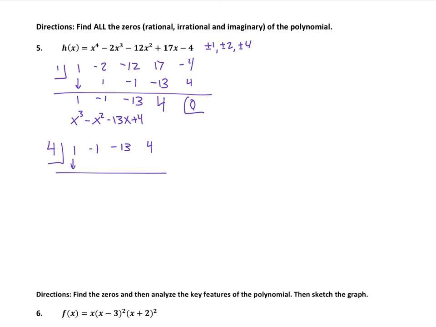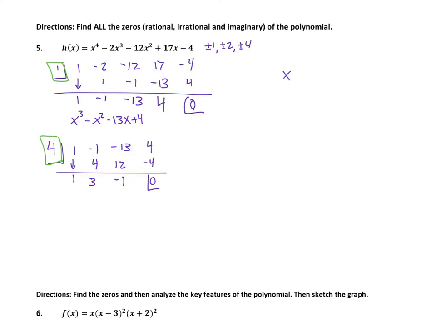Bring our 1 down. 4 times 1 is 4. -1 plus 4 is positive 3. 4 times 3 is 12. -13 plus 12 is -1. 4 times -1 is -4. So we get a remainder of 0. So now we have 1 and 4.